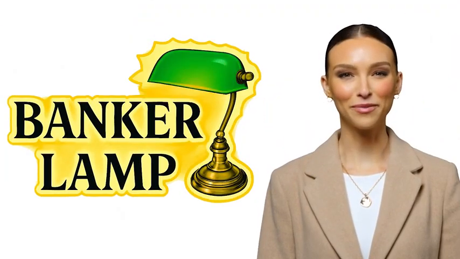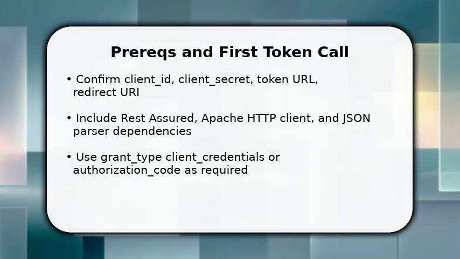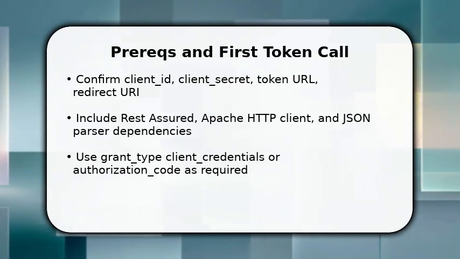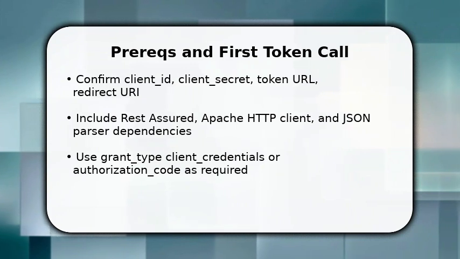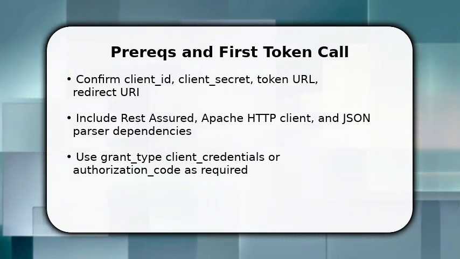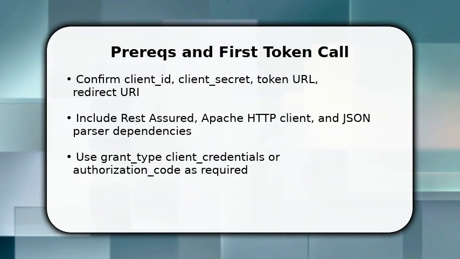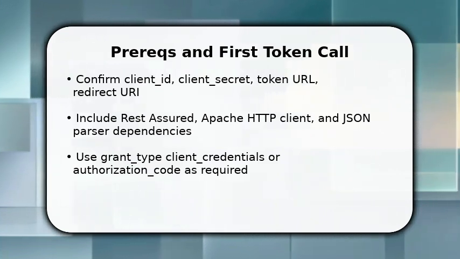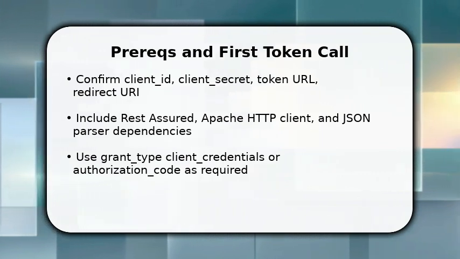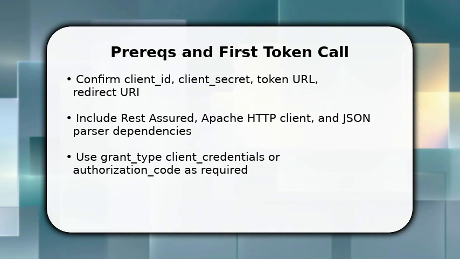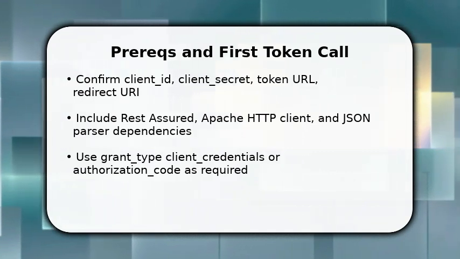Please enjoy the video. You begin by obtaining credentials and selecting the grant type. Make the first token request immediately. Configure REST-assured base URI and common headers, then build a POST to the token endpoint with form params: grant type, client ID, client secret, and scope. Once done, parse the JSON response to extract access token and expires in.